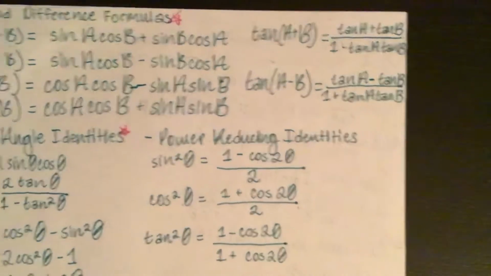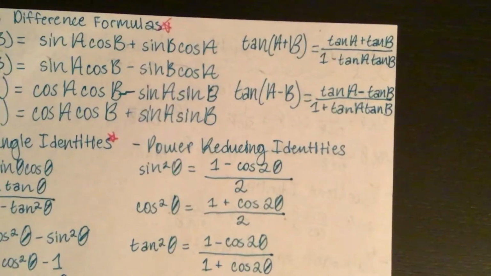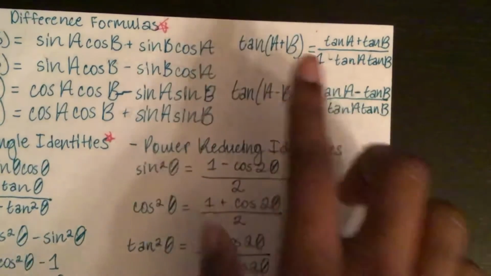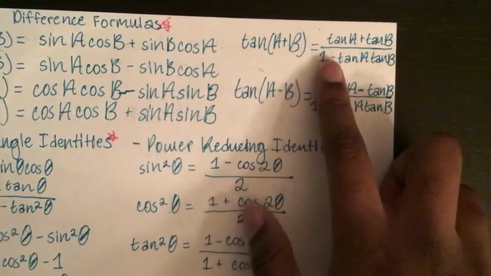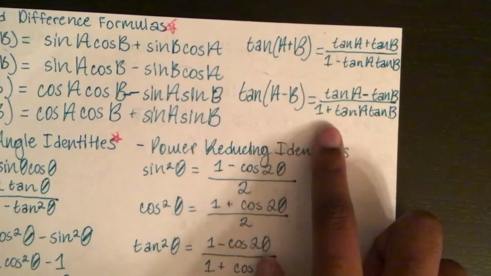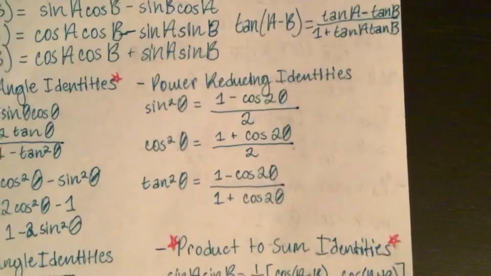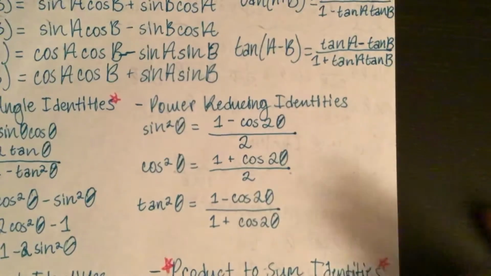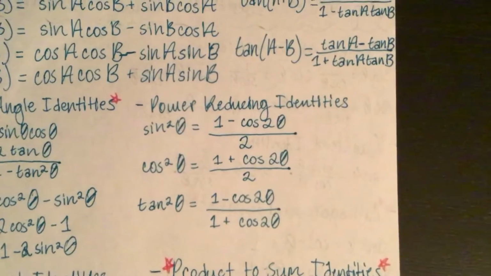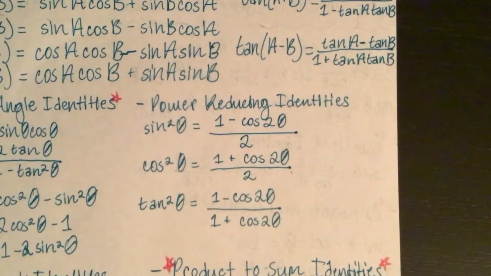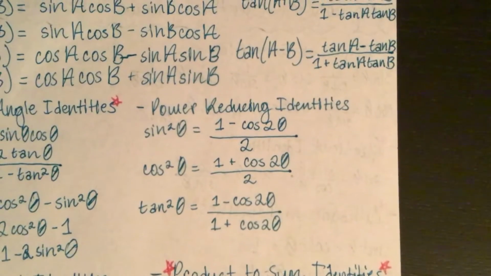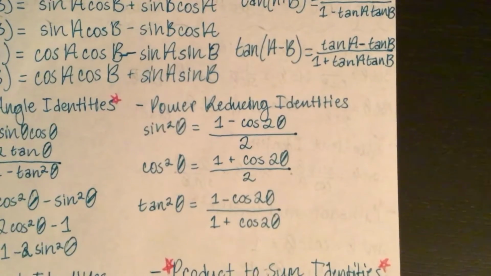And here are the tangent sum and difference formulas. I would use the same thing here. If there's a plus here, there's going to be a minus there. If there's a minus there, there's going to be a plus here. Then, since we're already here, let me just show you these power-reducing identities. So the sine squared of theta is going to equal 1 minus the cosine of 2 theta, divided by 2.